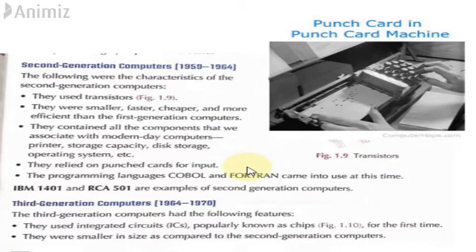Okay, now the third generation of computers. They existed between 1964 and 1970, and had the following features. They used ICs, integrated circuits, popularly known as chips, for the first time.